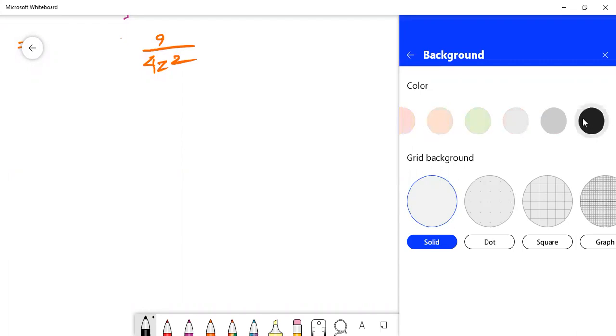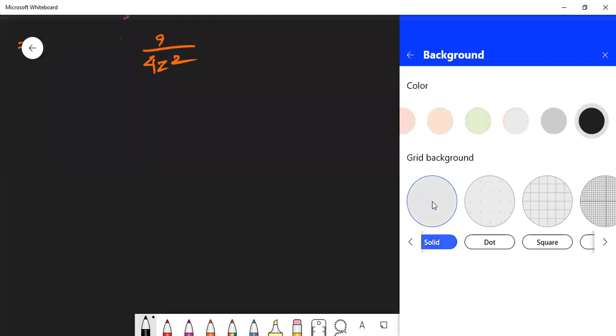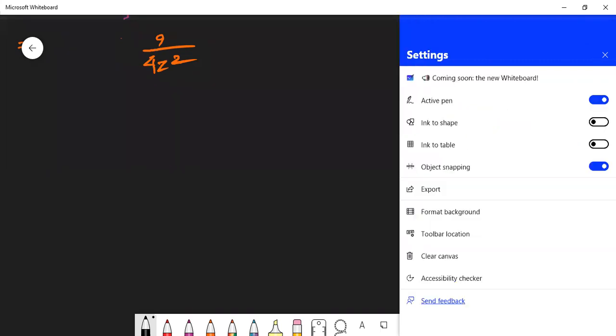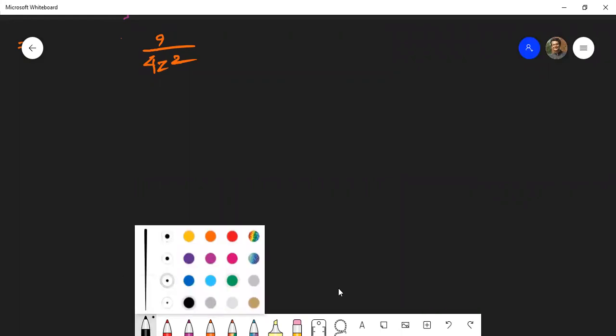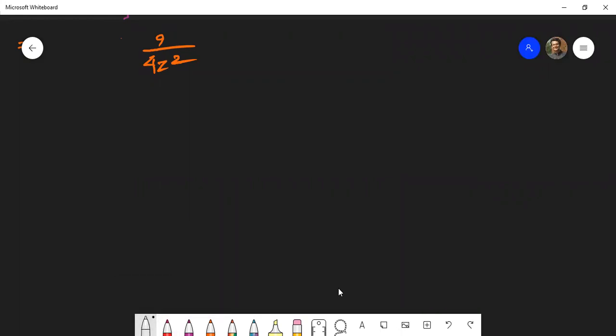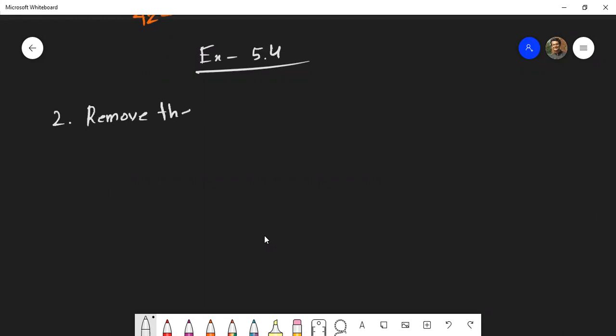Yeah, there it is. Finally, got the blackboard. Let me close this. Yeah, it went away. So I can use the color white. So the name of the chapter is exercise 5.4. This chapter is about simplification. The second one we will start. The second one says remove the brackets of the following.